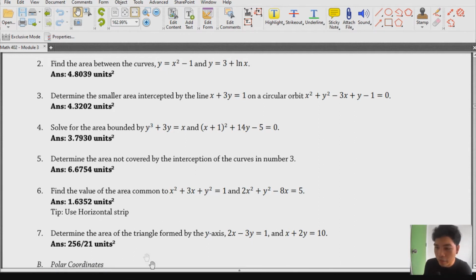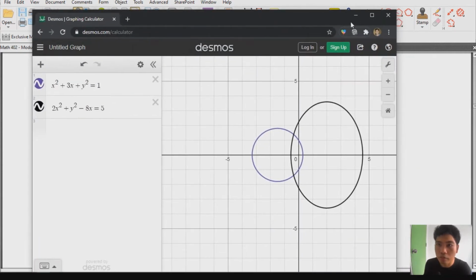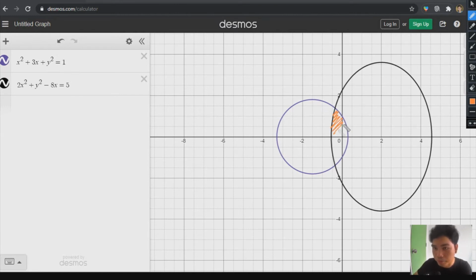So this one I already graphed this in the Desmos app. So you can see it from here na this is the graph of the function. The first one is the square. So ito yung violet, and then yung black is the ellipse, which has a principal axis at the y-axis. Okay, and then yung concern lang naman natin dito is all about this portion here, which is the area common to both of them. And if you're asked to solve for this, which one is the better option, the vertical or the horizontal strip?